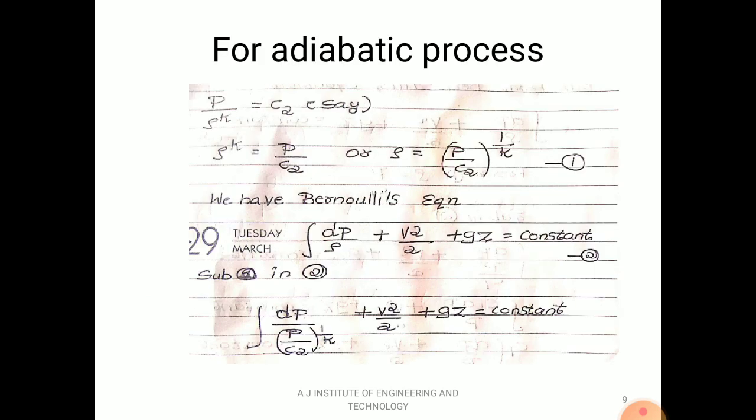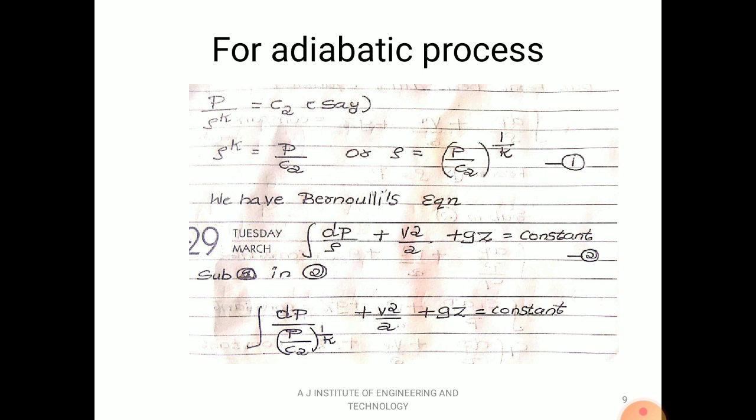Now let us go for the adiabatic process. As you all know, adiabatic process is a type of process in which there is no heat transfer from system to surrounding or surrounding to system, that is Q equal to 0. The characteristic equation is given by P divided by rho to the power K equal to C2. In order to avoid confusion, you can assume the constant as C2 because we already used C1 in the isothermal process. So from this we can get rho to the power K equal to P by C2. You can get the expression for rho as rho equal to P by C2 to the power 1 by K. Take that expression as 1.